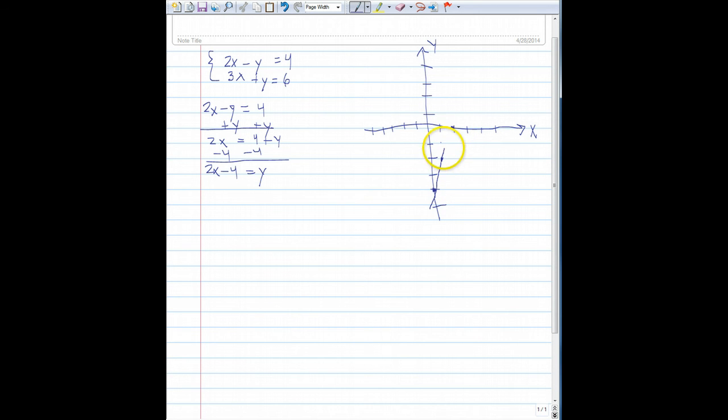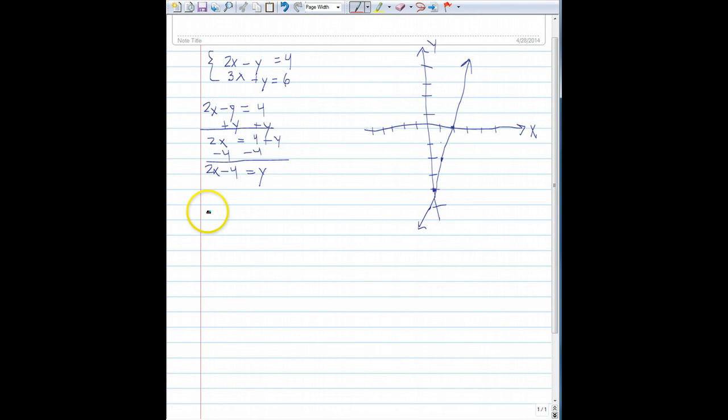So that's our first line that we graph. And I'll do the second one in a different color. Let's do red.